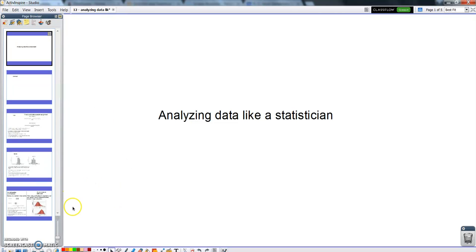Alright, advanced math, last statistics lesson. And this is a thinking one. We're not going to do a lot of calculating today. Today's really learning to think like a statistician, or to analyze data like a statistician. We've done a lot of calculating and a lot of how to make different sorts of representations of data.